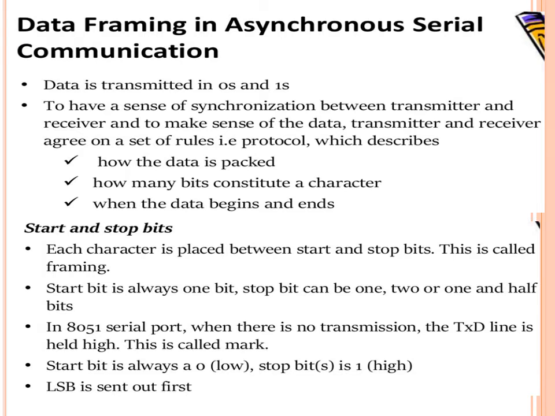Now we will see data framing in asynchronous serial communication. Data is transmitted in zeros and ones. To have synchronization between transmitter and receiver and to make sense of data, the transmitter and receiver agree on a set of rules which is known as protocol. It describes how the data is packed, how many bits constitute a character, and when the data begins and ends. These are the rules which we call a protocol.